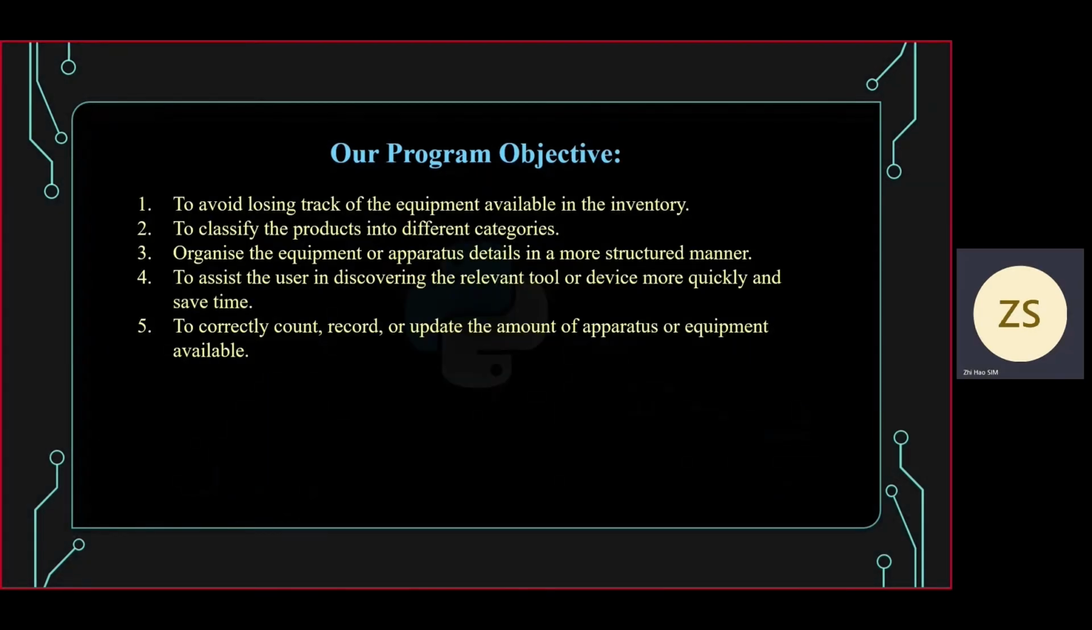Our program objective is to avoid losing track of the equipment available in the inventory, and second, to classify the product into different categories. The third is to organize the equipment or apparatus detail in a more structured manner. The other one is to assist the user in discovering the relevant tool or device more quickly and save time. And the last one is to correctly count, record, or update the amount of apparatus or equipment available.